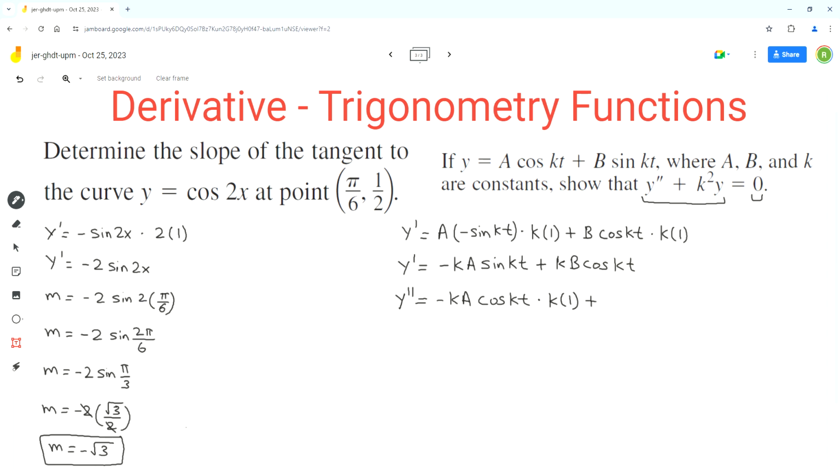Plus, now in the second term, kb is the coefficient of the term, so it will stay as it is. And the derivative of cos kt will be the derivative of the outer function, and the outer function is cos, so the derivative is minus sine kt, times the derivative of the inner function kt, which will be k times 1. Now we can simplify this expression.